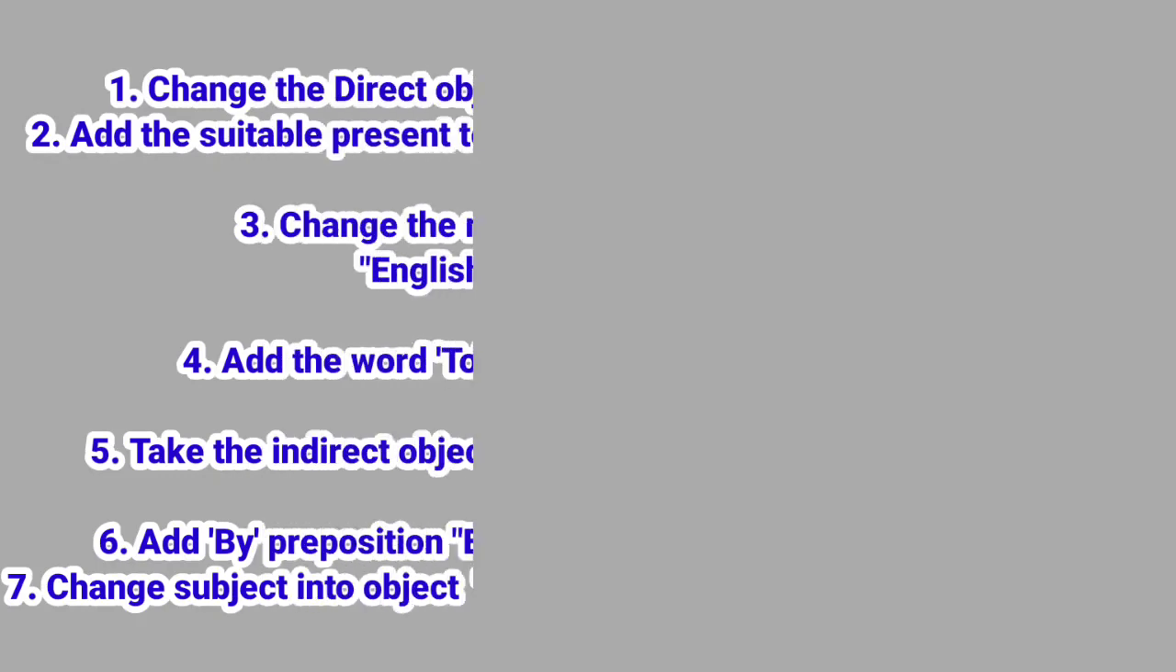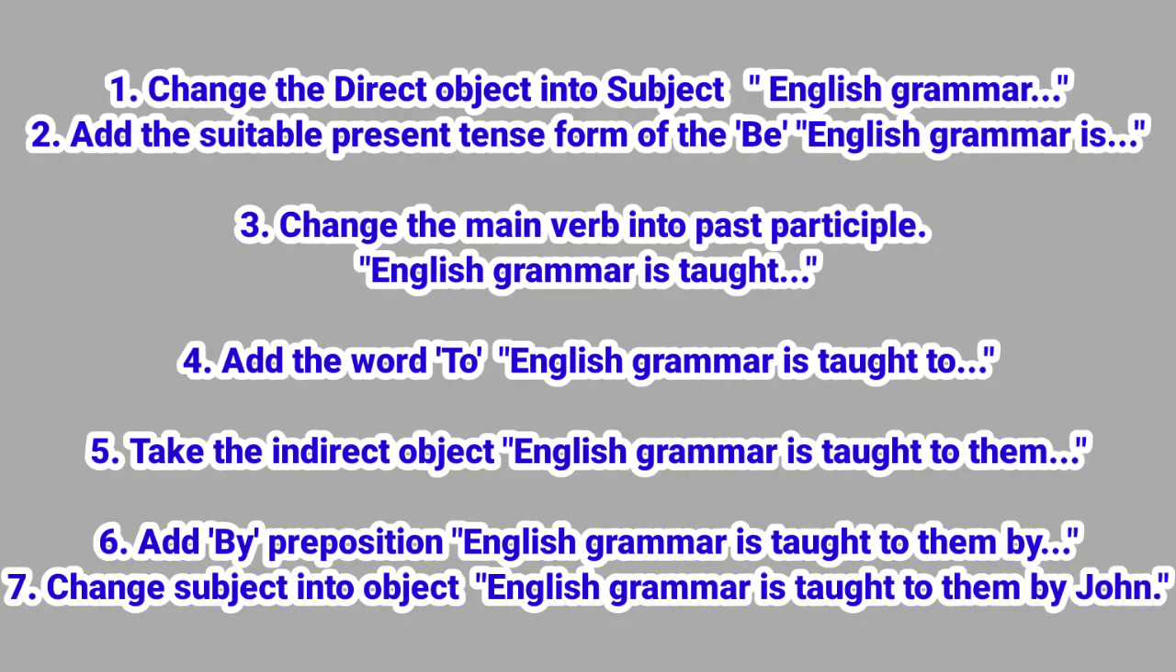Now, how to convert from active voice to passive voice? First, change the direct object into subject, that is English grammar. Second, add the suitable present form of the be, that is "is", because the direct object is in singular. Third, change the main verb into past participle, that is, teaches becomes taught. And fourth, we have to put "to" in front of the indirect object.